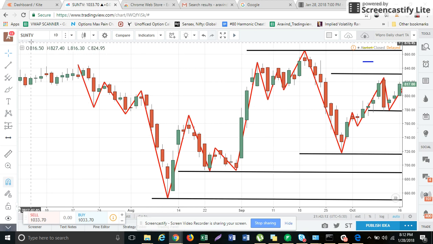Okay, now we are doing a Sun TV chart analysis based on the swing highs and swing lows, and we'll see how we can trade based on this. So you can see from July, you can see the downtrend. It was in a downtrend continuously.